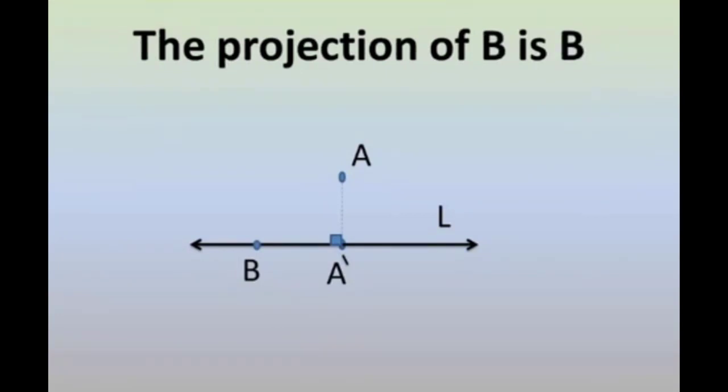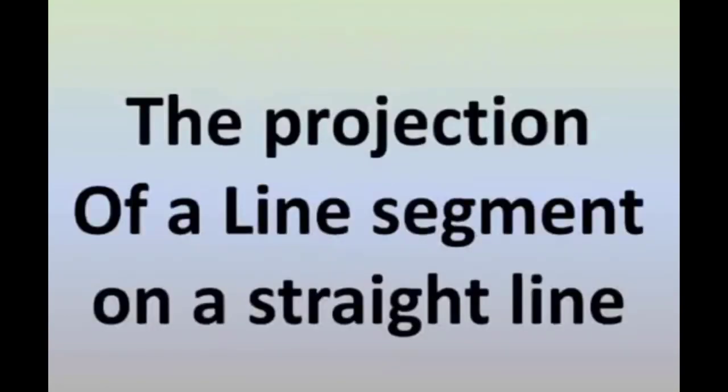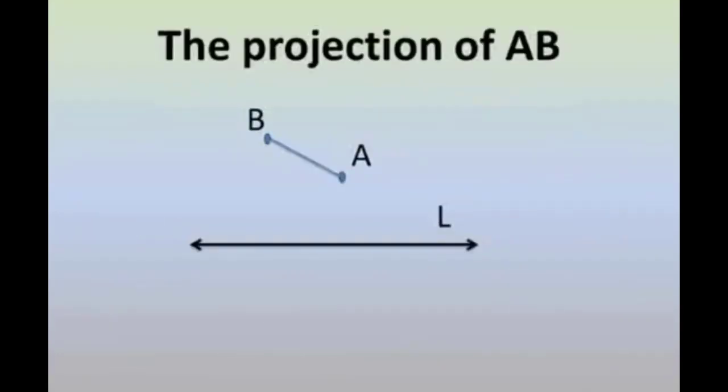If I have a point B that lies on the straight line, what is the projection of point B on the straight line L? If the point lies on the straight line, its projection is the same point, B dash. And if point A is outside the straight line, we draw a perpendicular line to the straight line L at A dash.